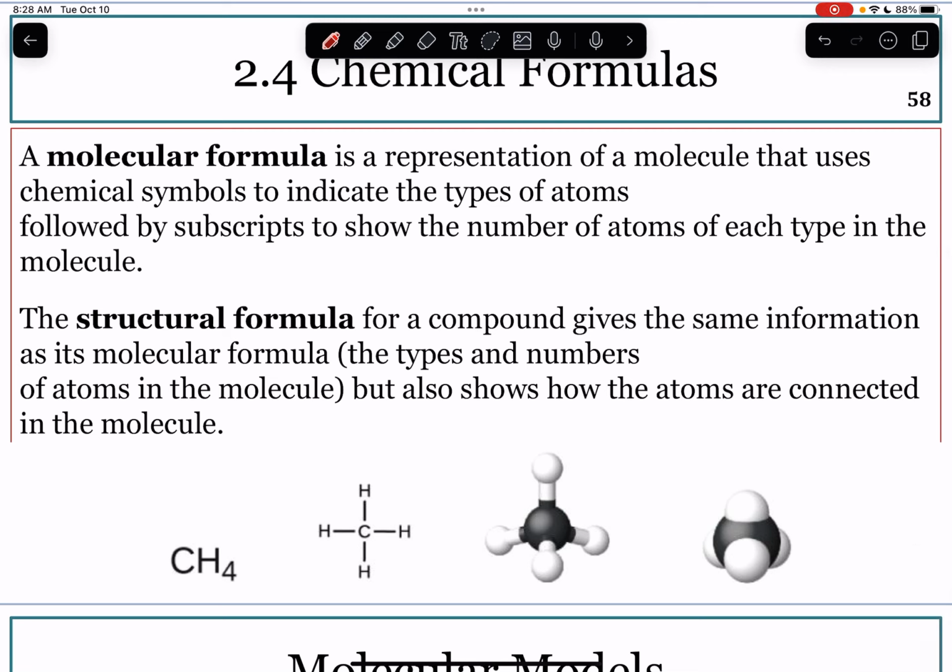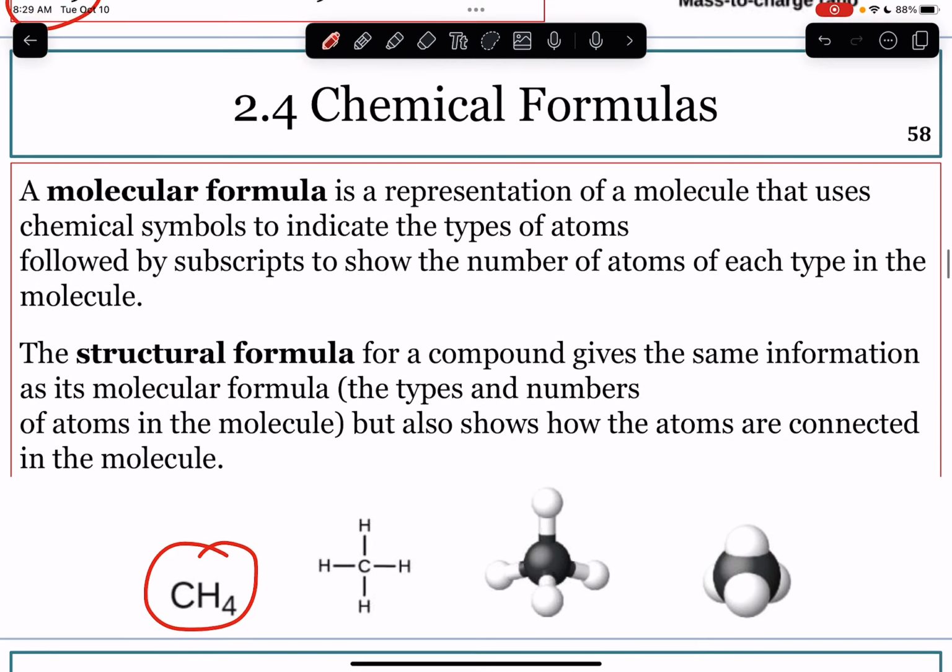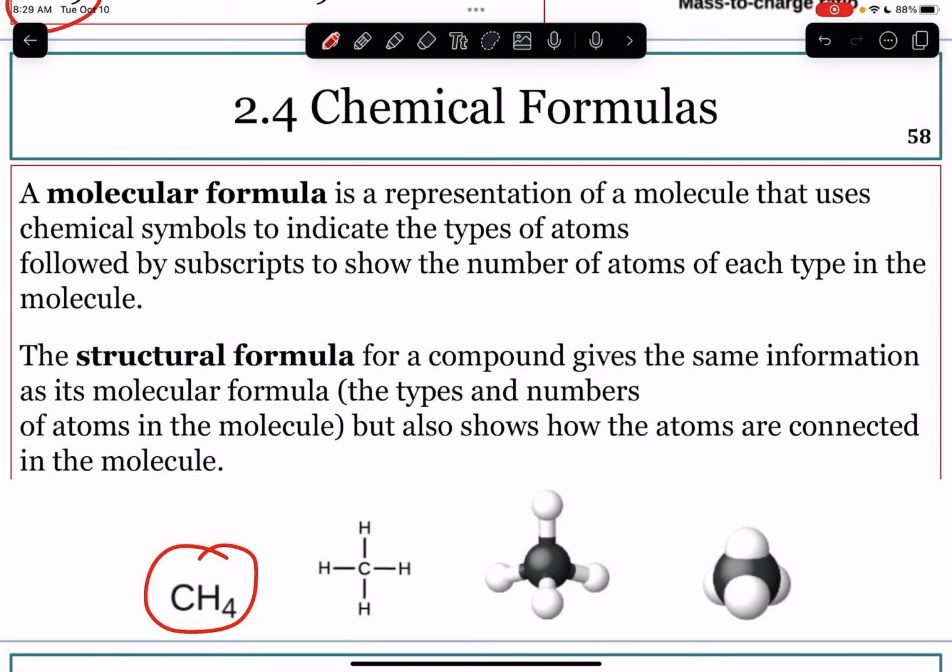Now we're going to learn about chemical formulas. A molecular formula is a representation of a molecule that uses chemical symbols to indicate the types of atoms, followed by subscripts to show the number of atoms of each type in the molecule. This molecular formula here, CH4, says that we have 1 carbon and 4 hydrogens in the molecule. This next picture is a structural formula showing which atoms are connected to which other atoms in the molecule. We can see that the 4 hydrogens are connected to carbon. We can also see that none of the hydrogens are connected to each other.